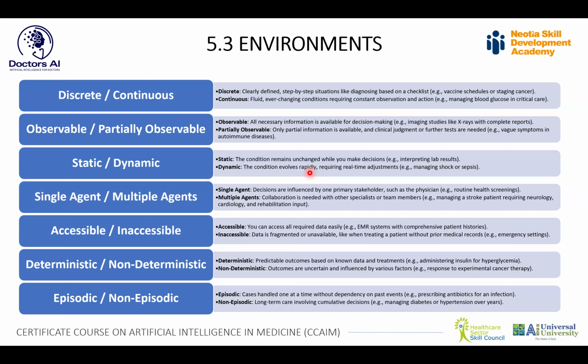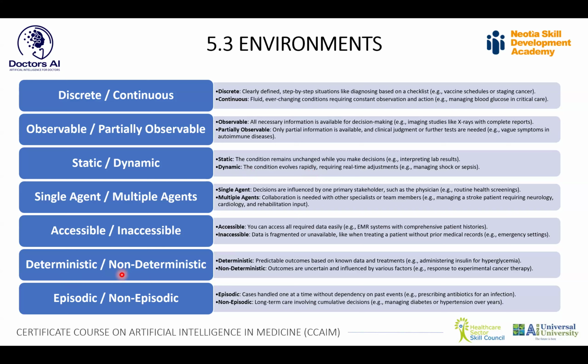Accessible environment example is like an EMR system which you can access. Inaccessible is, for example, when the data is fragmented or unavailable, right? In that case, you may not have access to it. Your environment could be deterministic or non-deterministic, right? Deterministic means it could have a predictable outcome based on known data and treatments, or it could have an uncertain outcome and it could have the influence of various factors, which is non-deterministic.